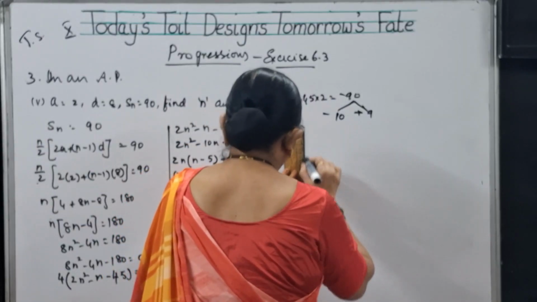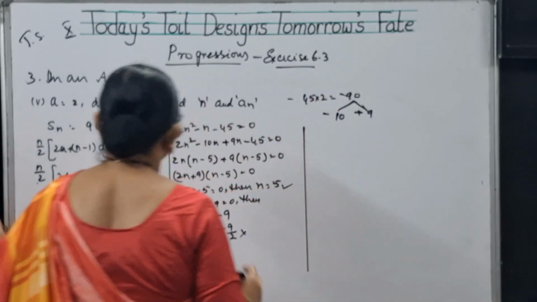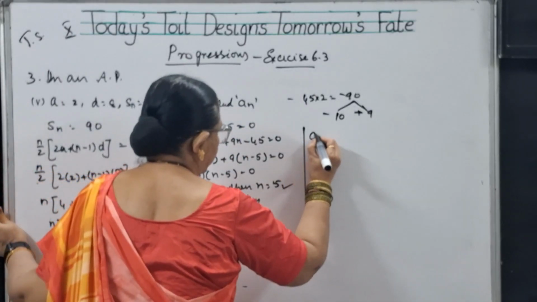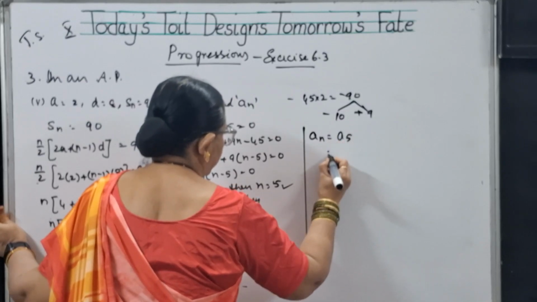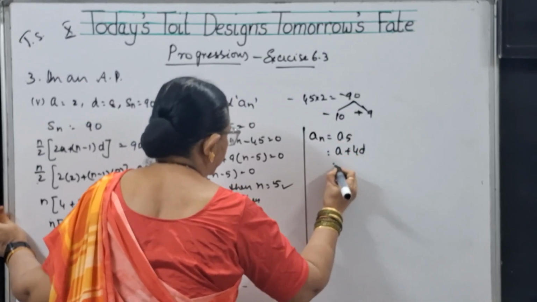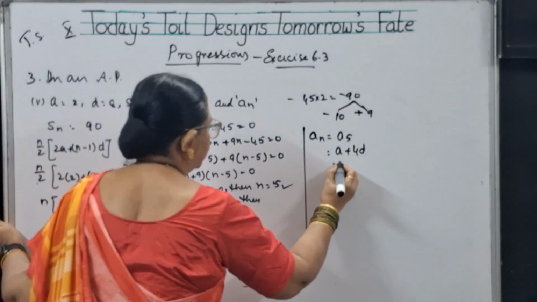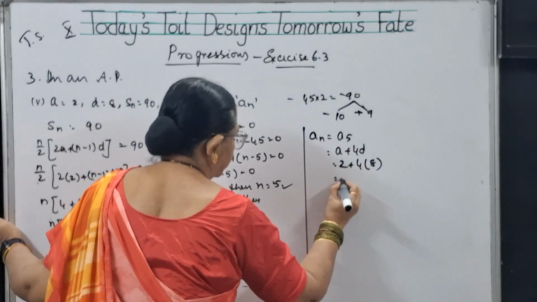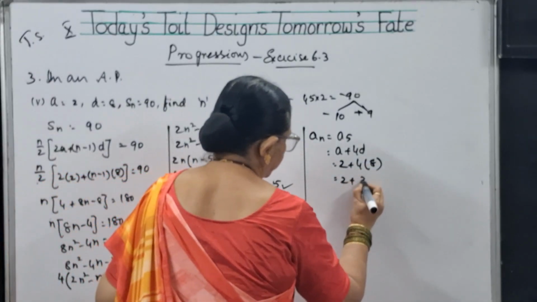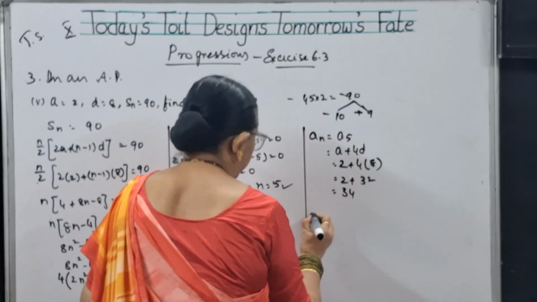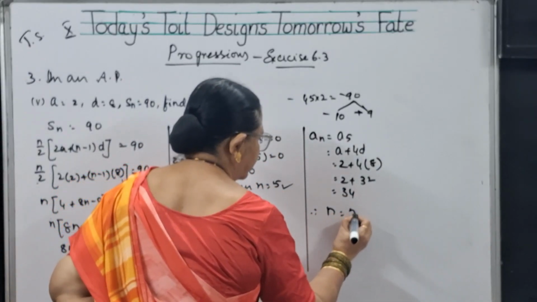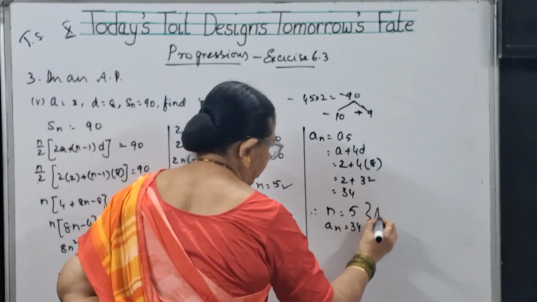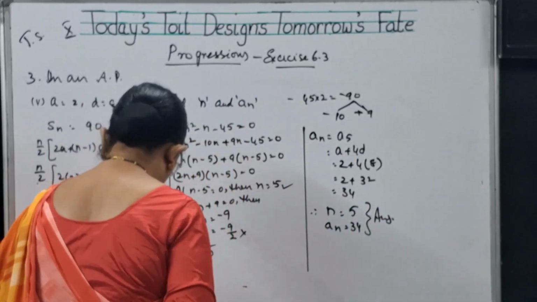After getting n value as 5, what is the next question? Find n and an, they are asking. An means what? An here is nothing but A5. A5 is A plus 4D. What is the A value? A value is 2 plus 4 into D value, that is 8. That is 2 plus 32, that is 34. Therefore, we have got n value as 5 and an is equal to 34. These two are the answers for this bit, children.